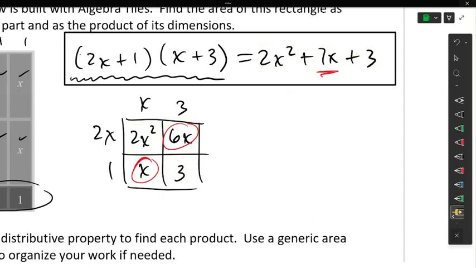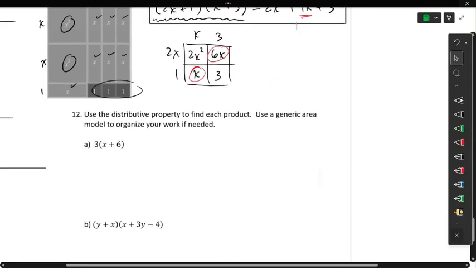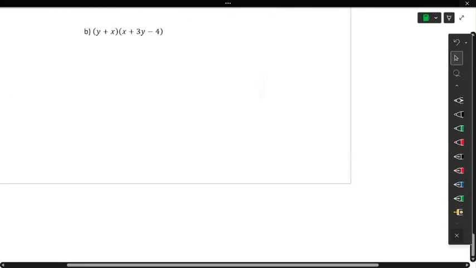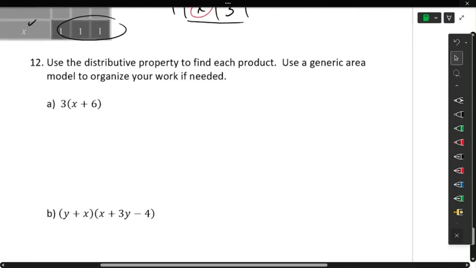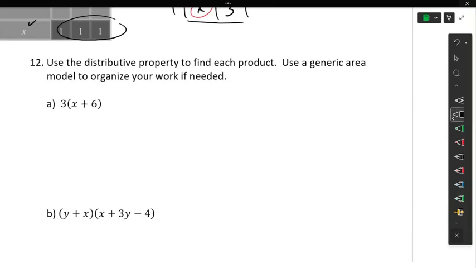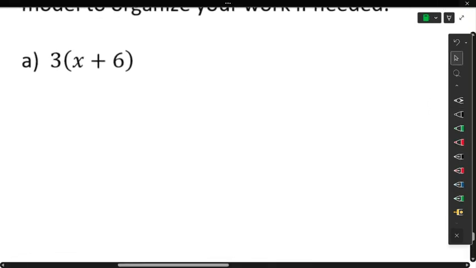All right, finally, it says use the distributive property. This is the last question. Use the distributive property to find each product. Use a generic area model to organize your work if needed. All right, so I don't think I need a generic area model for this problem, right? This is the simplest form of the distributive property.